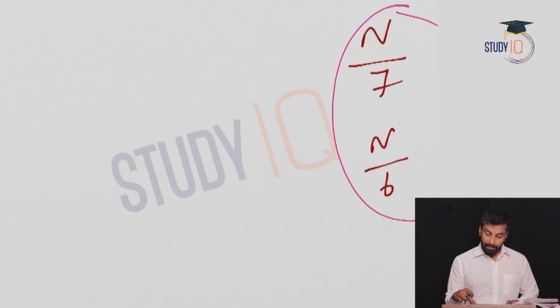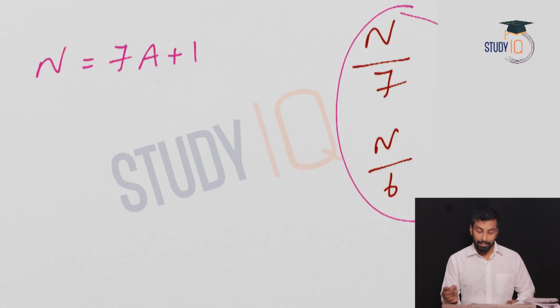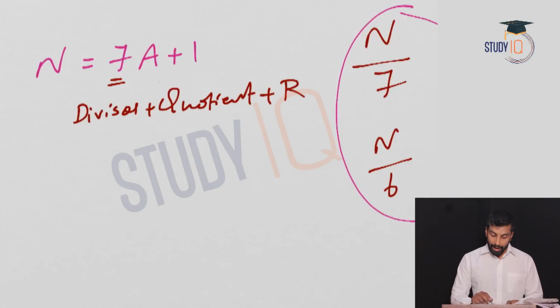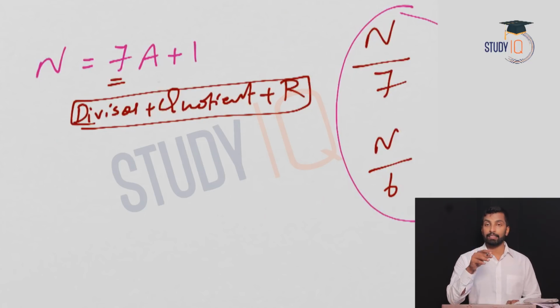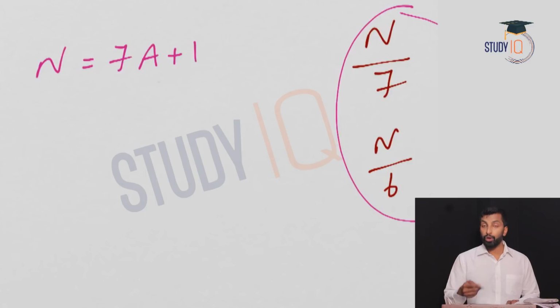So how will you represent this question? I can represent it like this: I have a number, and they're asking what that number is, which when divided by 7 leaves a remainder 1. I'll write it as 7a plus 1. Here 7 is the divisor, a is the quotient, and 1 is the remainder. So any number you can represent as divisor into quotient plus remainder. You don't know what a is; if you knew a, you could directly write the answer.